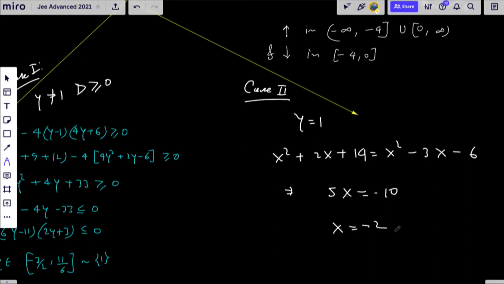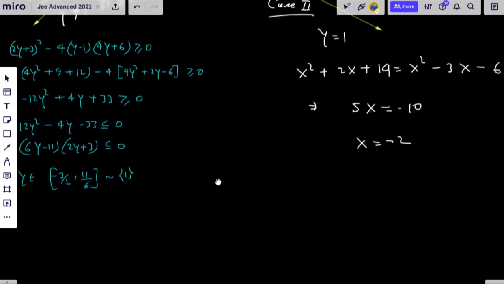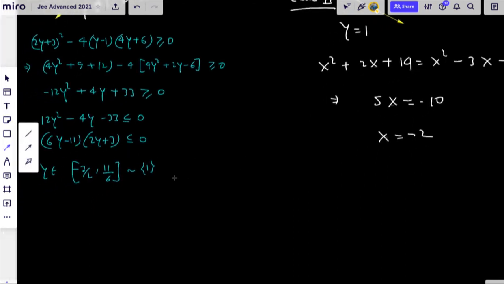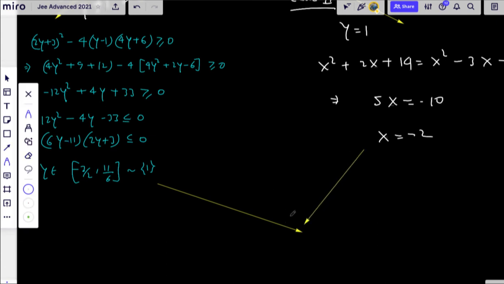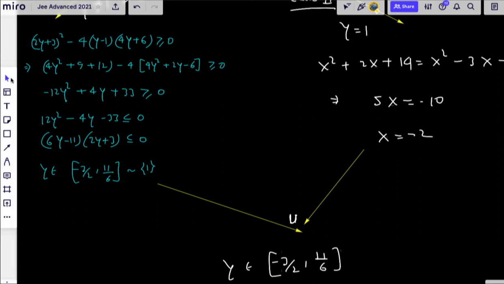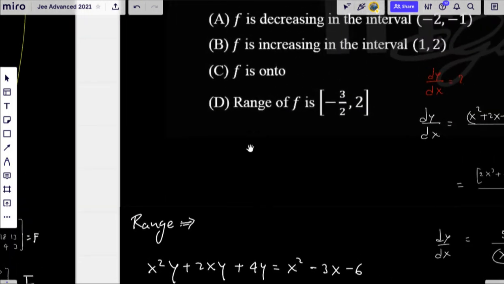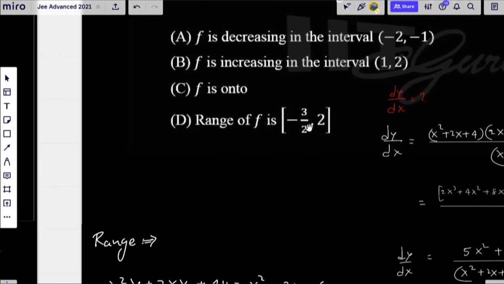So from case 1 and 2, if we make the union of both situations, here and here, let me make the union of these situations. This is the union sign, and so y belongs finally to minus 3 by 2 to 11 by 6. What we were eliminating, that also we will entertain, because at 1 the answer is a real solution. So x equal to minus 2 will also be considered. But here in the option, minus 3 by 2 to 2 is given.